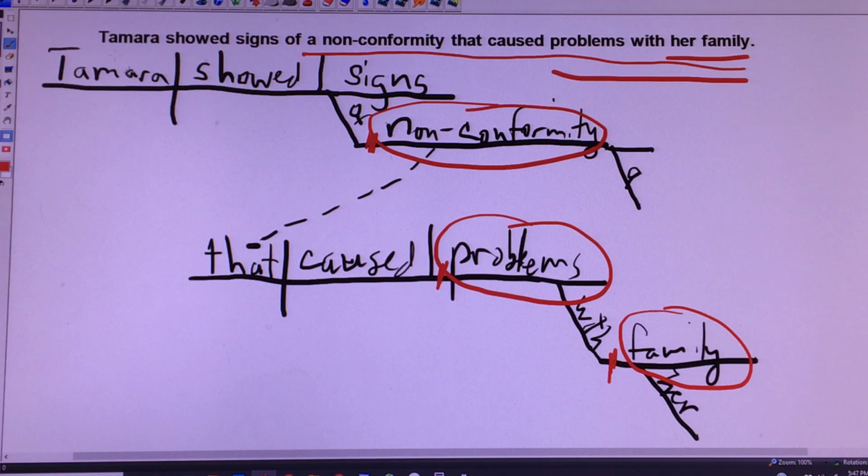Tamara is not a noun phrase because there's nothing depending from it. There's nothing coming off it. So that is just a noun, but it's not part of a noun phrase.